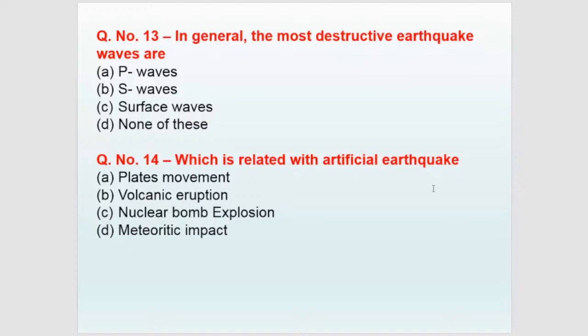So we move to the next question, which is related to artificial earthquakes. Artificial means those which are not natural earthquakes. So: plate movement, volcanic eruption, nuclear bomb explosion, meteoritic impact. Mr. Shivansh says nuclear bomb explosion. Mr. Karthik says C. Also C, C are the responses that are coming up. Yeah, so it is the correct answer.